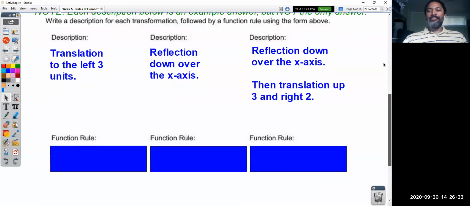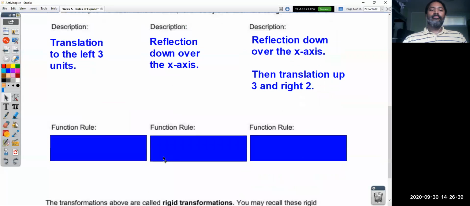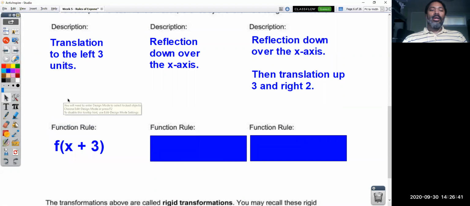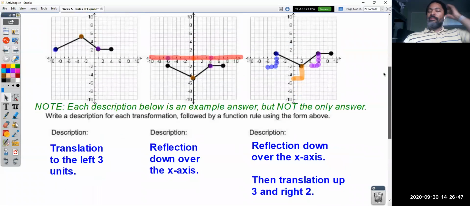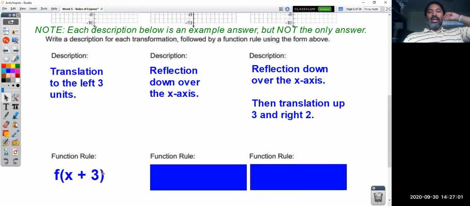Translation to the left. You need a C value here, and it's x plus 3. You'll remember from Algebra 2 class that this was x minus h. And then you said, well, if I move 3 to the left, then h is negative 3. Or then I had x minus negative 3, which is x plus 3, which is what I have here. But in this case, since it's not an h, it's a c, the value of c is positive 3, because it rhymes.